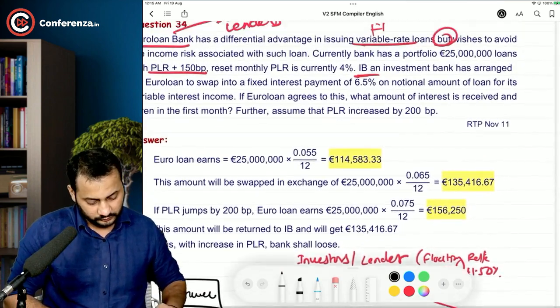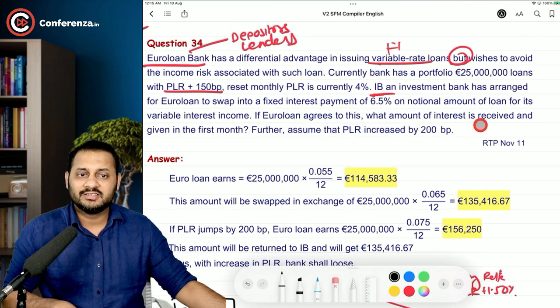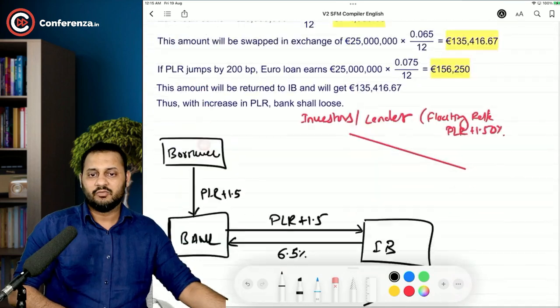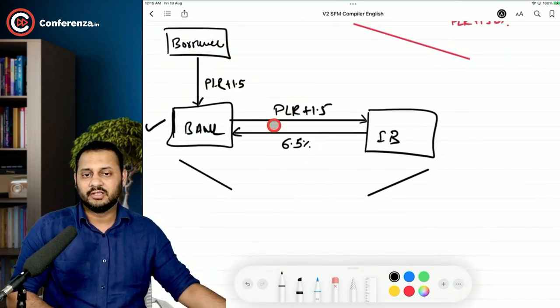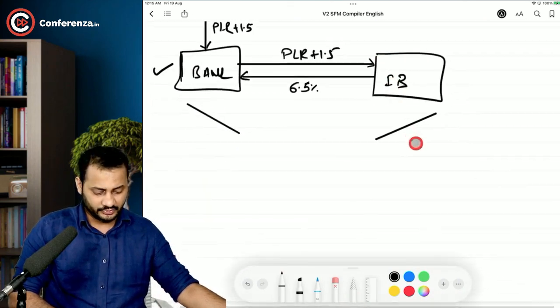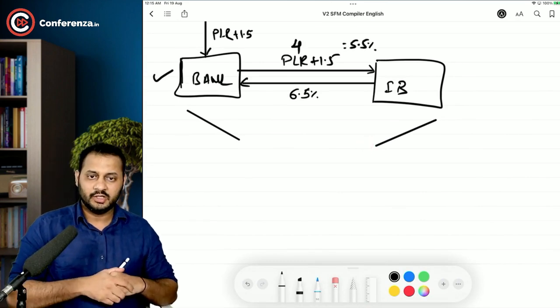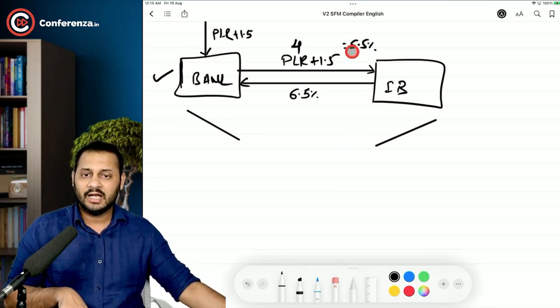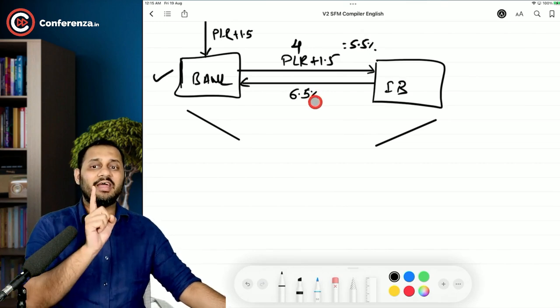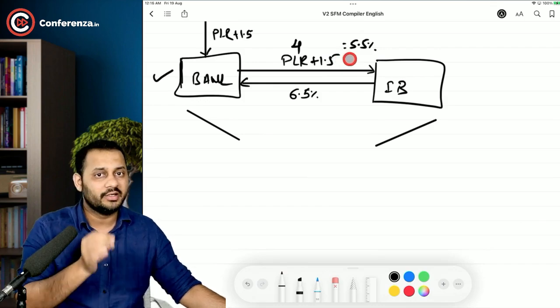Okay, now if the euro loan agrees to this, that means the euro loan is the bank, what amount of interest is received and given in the first month? What will be the swap arrangement in the first month? This is monthly or 6 monthly, let me just calculate. It is monthly, not 6 monthly, and the total amount is 25 million euros. Now understand that the rate is 4% right now, so the total will go to 5.5%. This is what you will pay to IB, and this is what you will receive from IB. So 25 million euros multiplied by this much into 1/12, so that you can convert the annual payment into monthly.